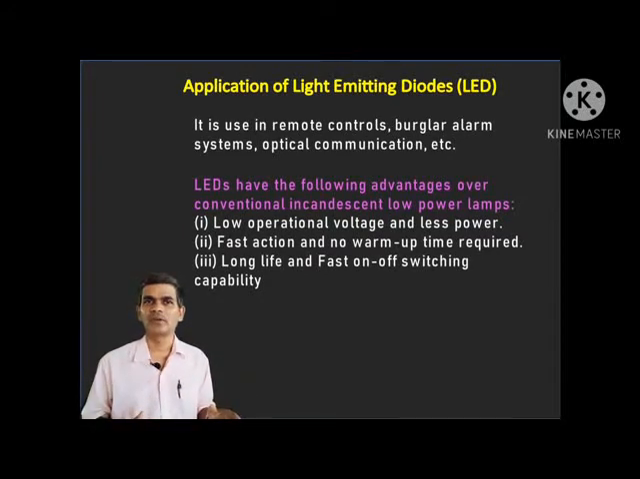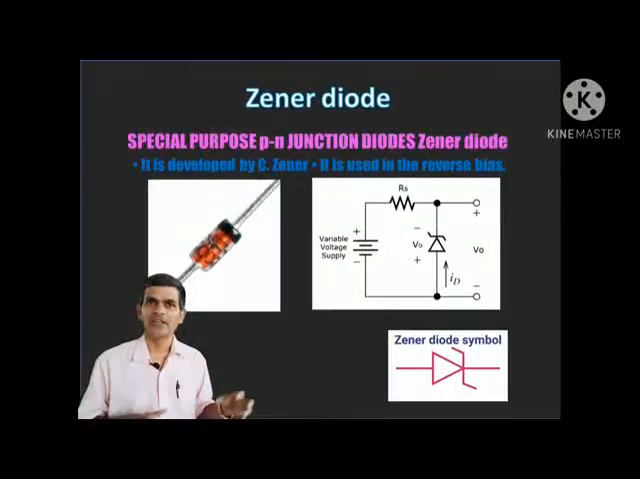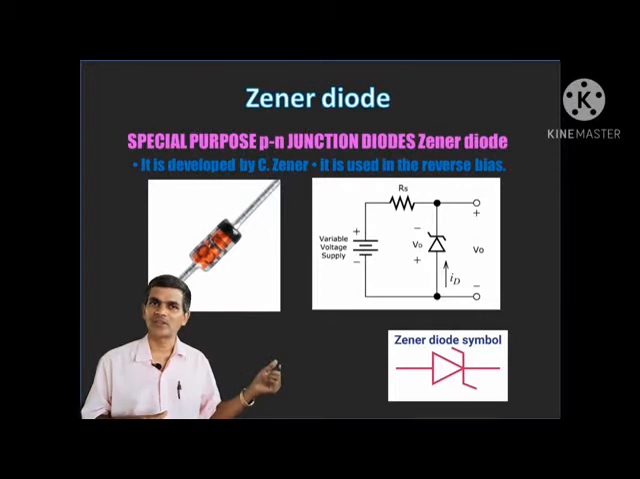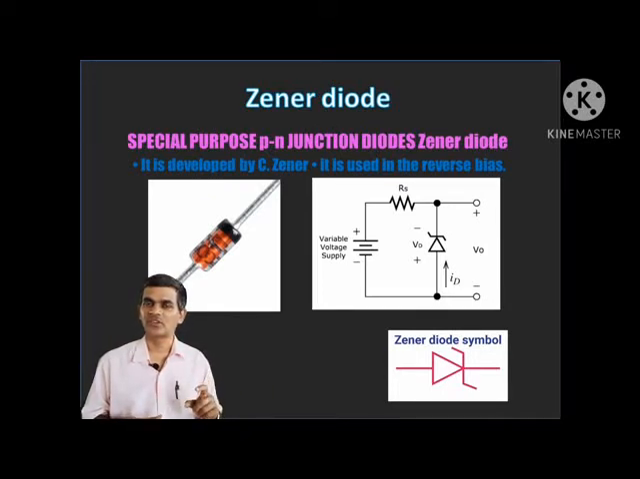Next, another type of diode which is often used as a voltage controller is the Zener diode. A Zener diode is a special purpose PN junction diode. It was developed by Zener, that's why it is named the Zener diode, and it works in reverse bias. You can observe in the picture that the anode is red in color and the cathode is black, and it is connected in reverse bias in a circuit. The P side is connected to the negative, and the N side is connected with a load resistance to the positive. Then output is taken across this Zener diode, and the symbol is given as in the figure.